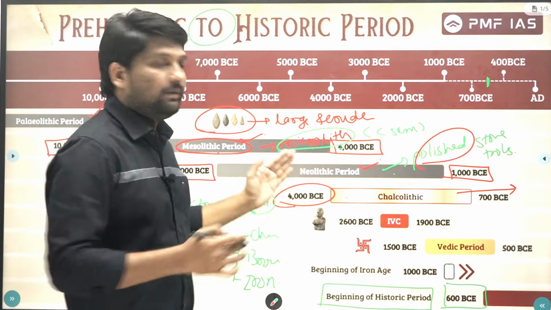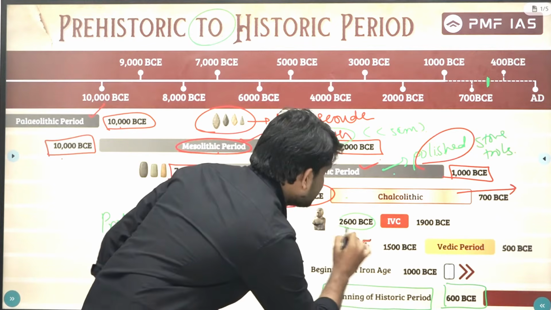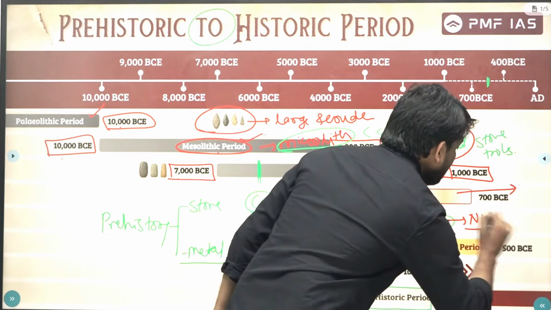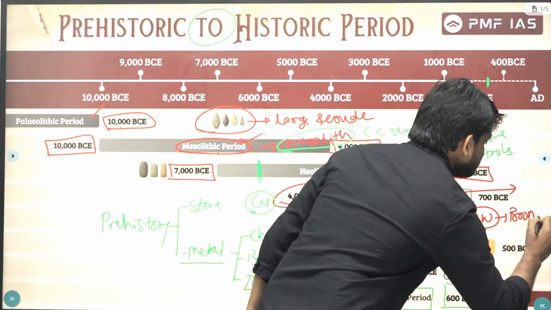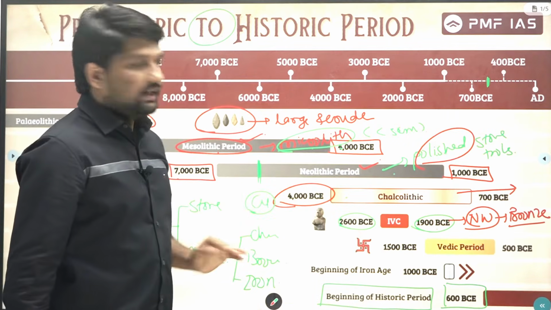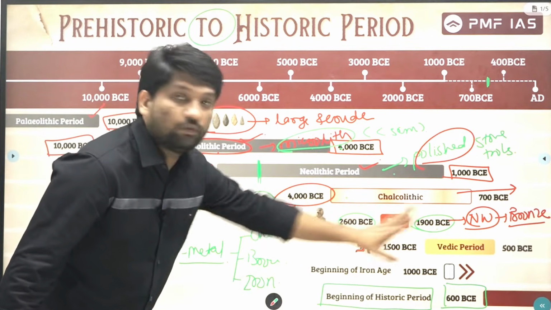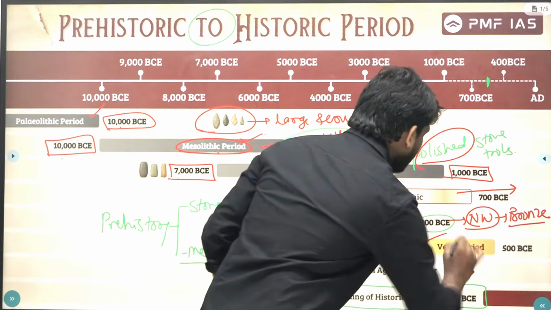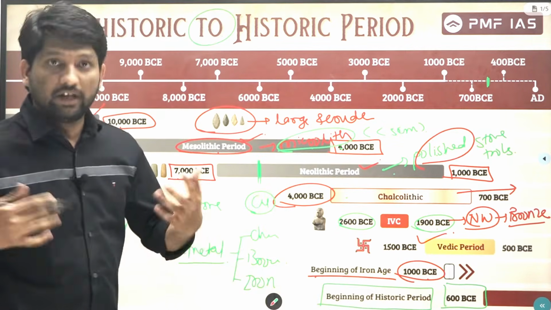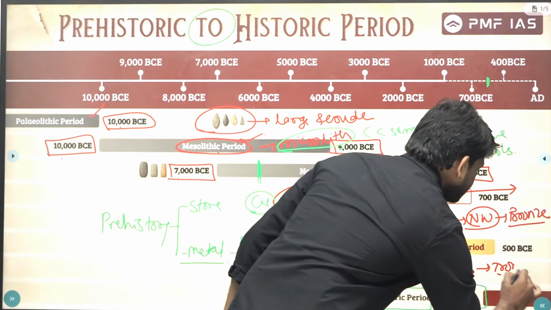During this Chalcolithic period, from 4000 to 700 BC, particularly from 2600 to 1900 BC, in the northwestern part of the Indian subcontinent, people started using bronze. And we call this the Bronze Age. The Indus Valley civilization is basically a Bronze Age civilization. Then from 1500 to 500 BC, we know this is the Vedic period, and around 1000 BC, people started using iron, meaning common people were extensively using iron, and we call this the beginning of the Iron Age.